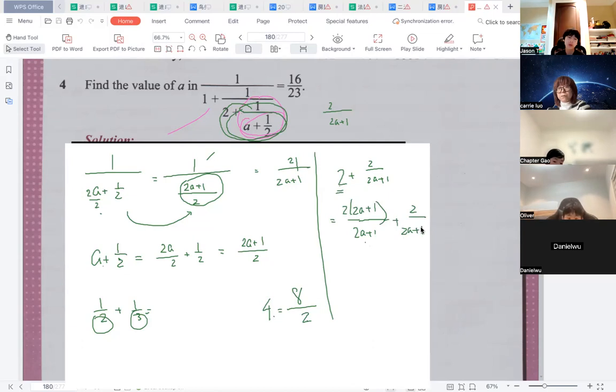Isn't the top supposed to be 1? Which one? Wait, no. We just do the entire part lower. Oh, my bad.